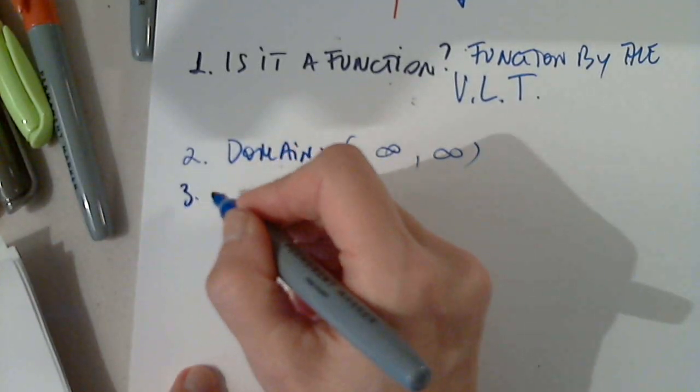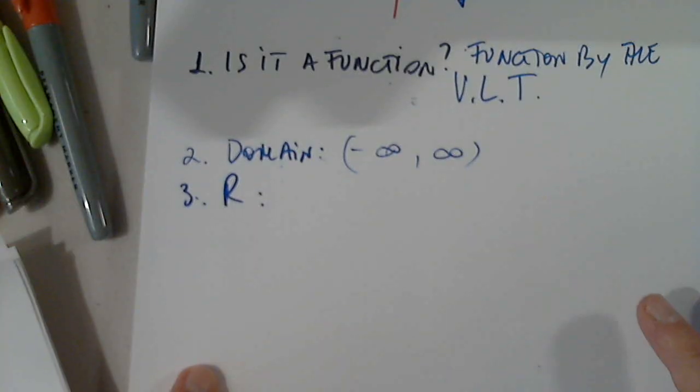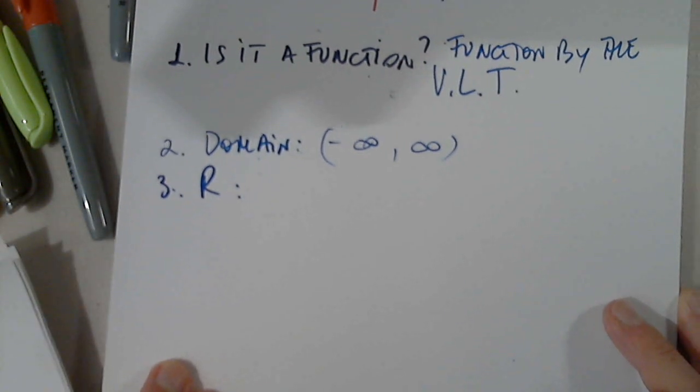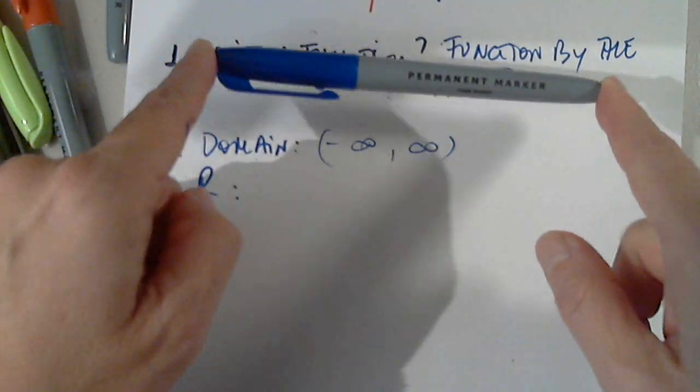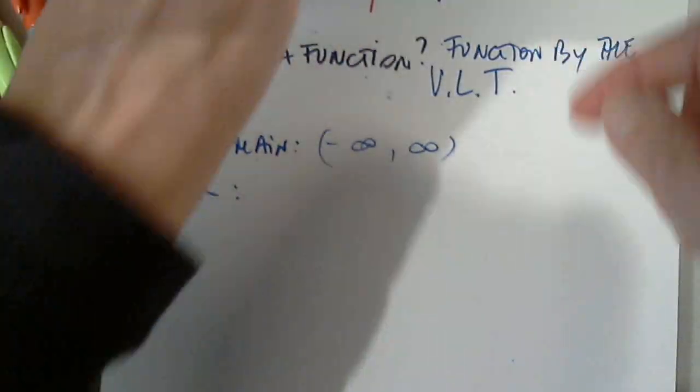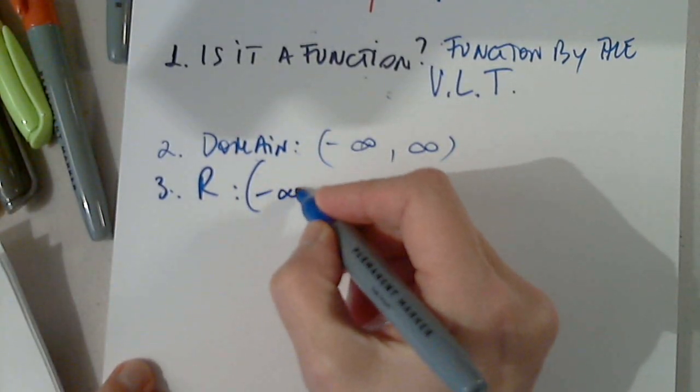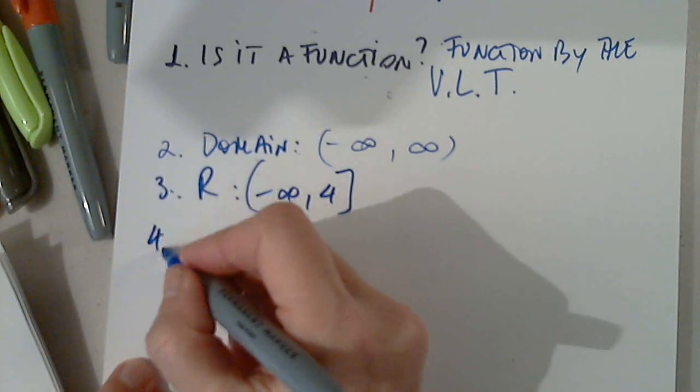Very good. Number three, range. Remember, we sweep. Negative infinity to 4. Excellent. Great job.